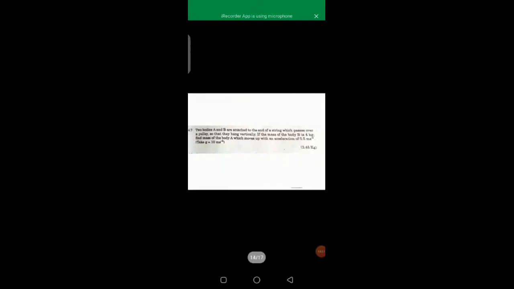Afterwards, numerical number 7: two bodies A and B are attached to the ends of a string which passes over a pulley so that they hang vertically. If the mass of the body A is 4 kg, find the mass of the body B, if A moves up with an acceleration of 0.5 meter per second square. Take g, the gravitation constant, as 10 meter per second square.